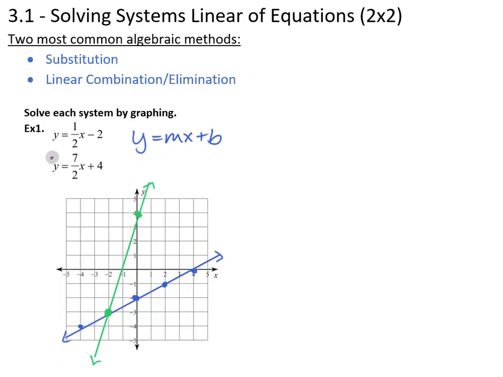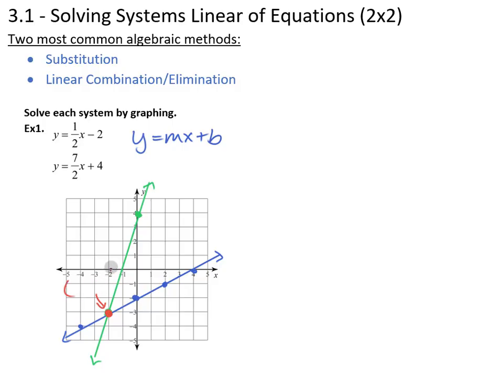And every point on the green line, including the ones that are nice integer points, represents something that makes the second equation true. And what I'm looking for is what value or values make both equations true. Well, of course, we can tell by looking at our graph, the one point that makes both equations true is our point of intersection. Okay, so this point of intersection is the solution to our system of equations.